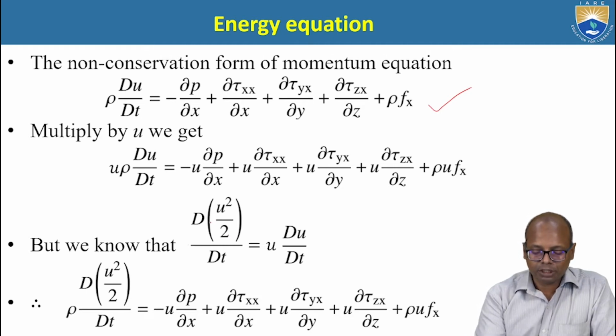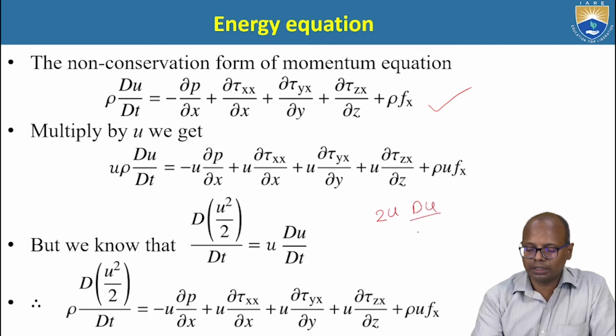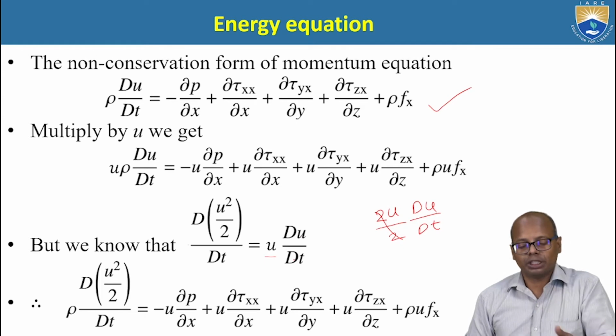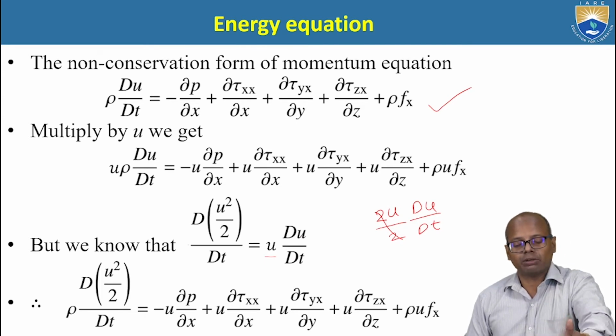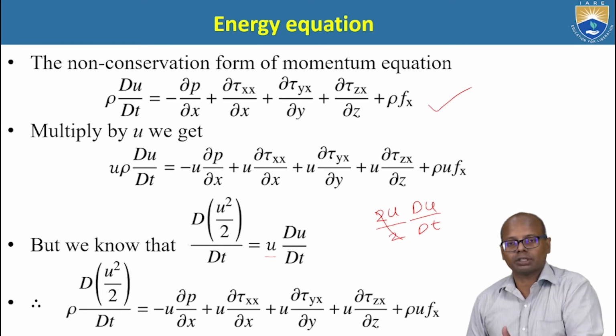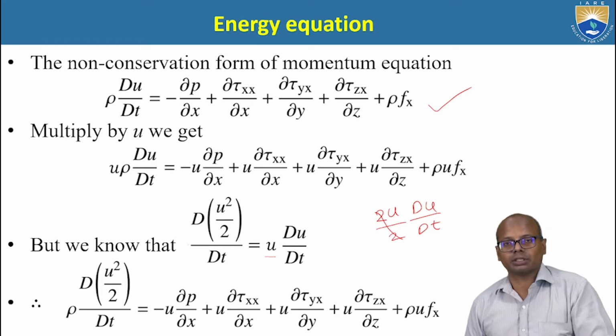You can cross check by differentiating. d by dt of u square by 2 gives 2u du by dt by 2. The 2 gets cancelled and I remain with u into du by dt. So in this way, I have converted the momentum equation into the form of the kinetic energy equation. So this is the kinetic energy equation.